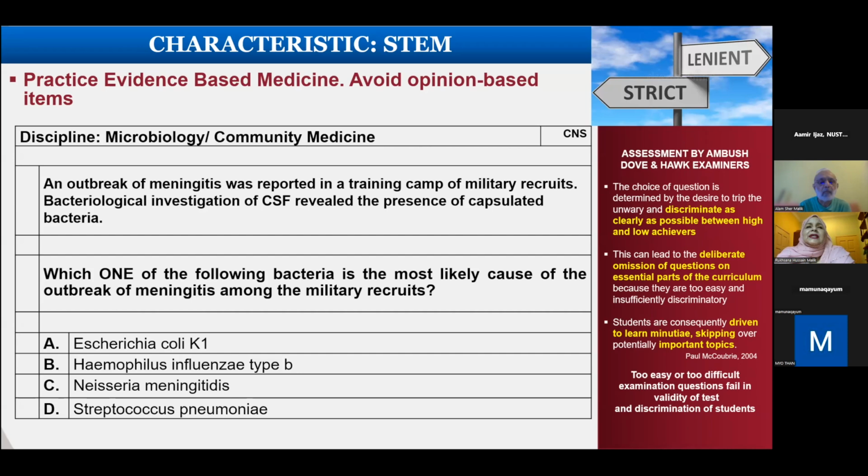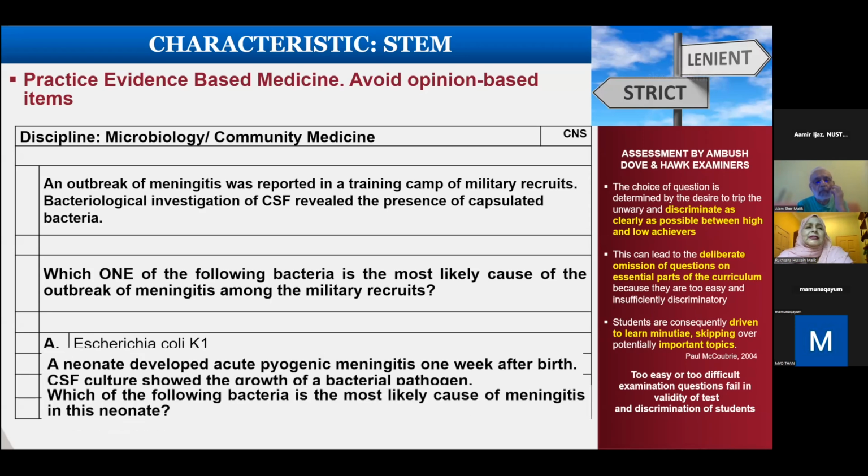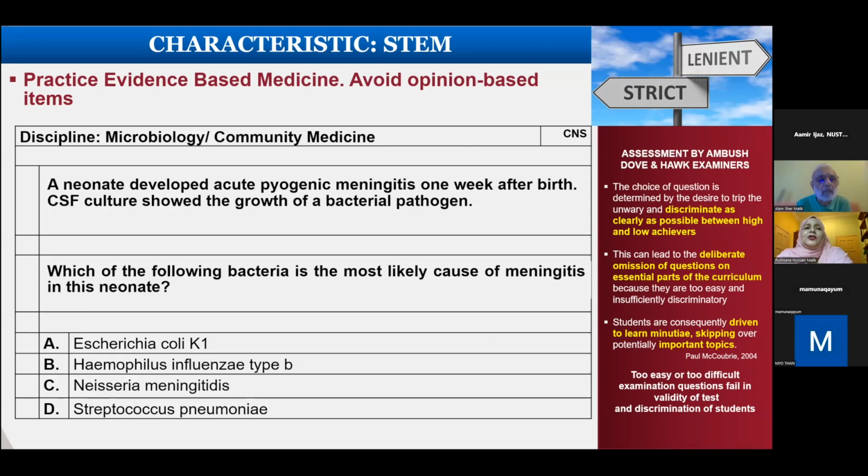An outbreak of meningitis in a military camp: bacterial investigation shows a capsulated bacteria. Which bacteria is most likely in the military camp? Usually the cause is Neisseria, meningococcal meningitis. And if you simply change the scenario, a neonate developed acute pyogenic meningitis 1 week after birth. CSF culture showed the growth of a bacterial pathogen. Which is the most likely bacteria of meningitis in this neonate? The answer will not be Neisseria meningitidis, it will be E. coli.